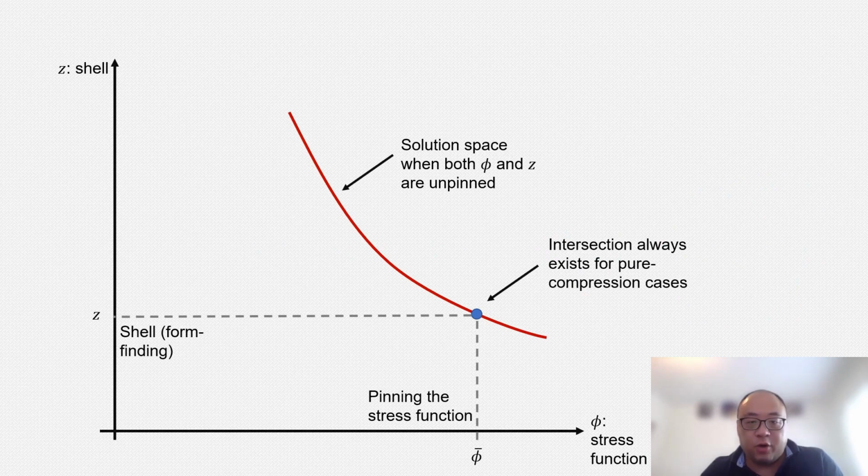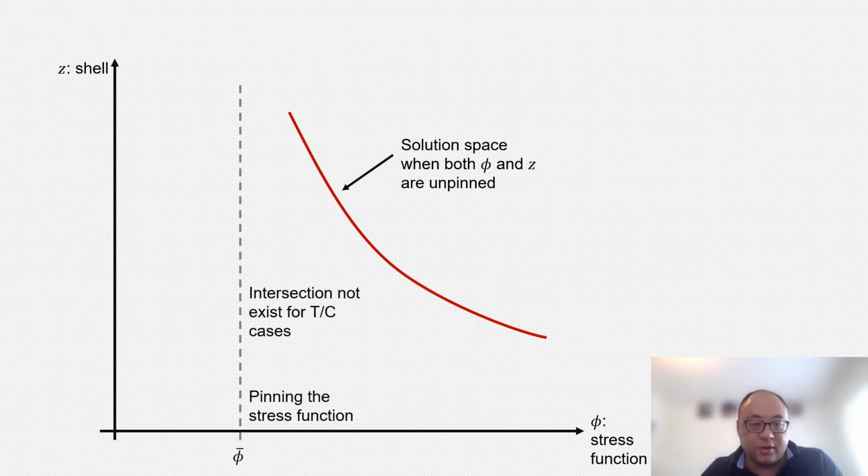If the problem is a pure compression one, then after pinning the stress function, you can expect to find an intersection with the solution space and a unique shell as a form-finding result. Conversely, for tension compression mixed cases, after pinning the stress function, it is highly likely that you will find no intersection with the solution space.